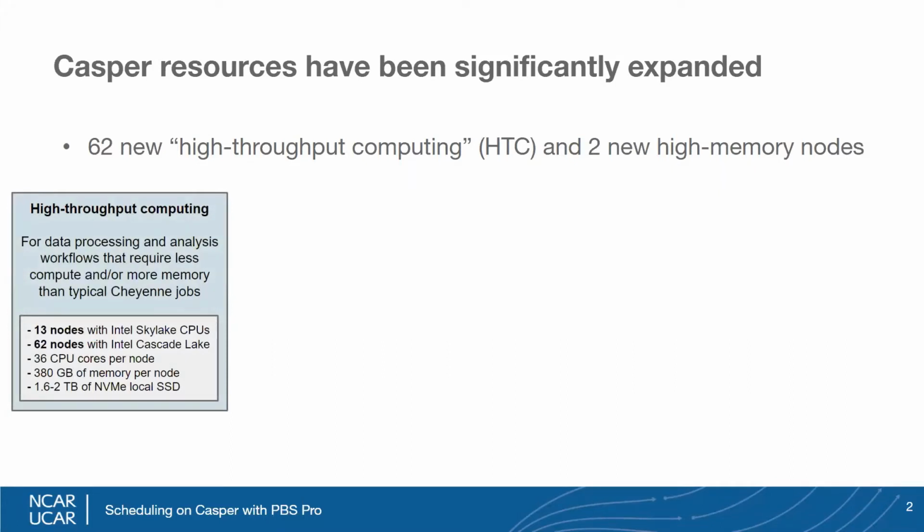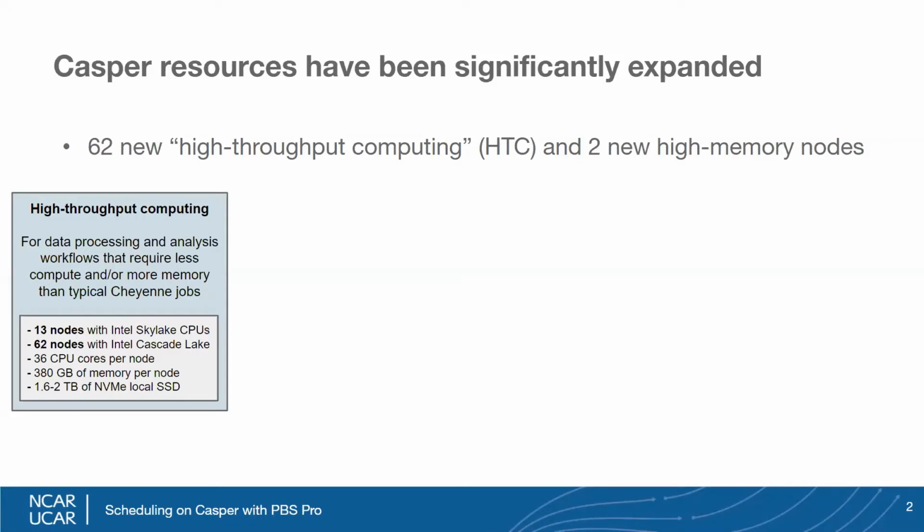And it's going to be a bit of an eye chart of a slide here, but I'm going to do a summary of all the resources that we have on Casper now, because it's becoming more heterogeneous over time, and I want people to be aware of the different resources they have access to. So we have these high throughput computing nodes. These are for data processing and analysis workflows that either require less compute or more node memory than a typical Cheyenne job. And in that population, we have the original set of Casper nodes, and then we also have these new ones that we've brought online.